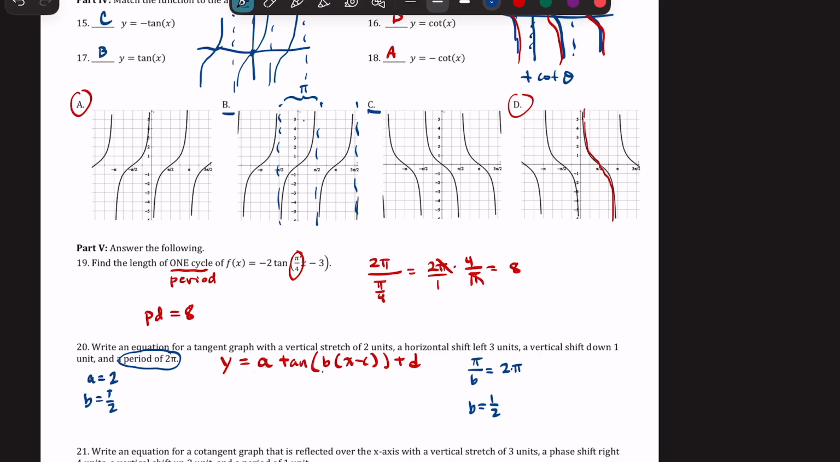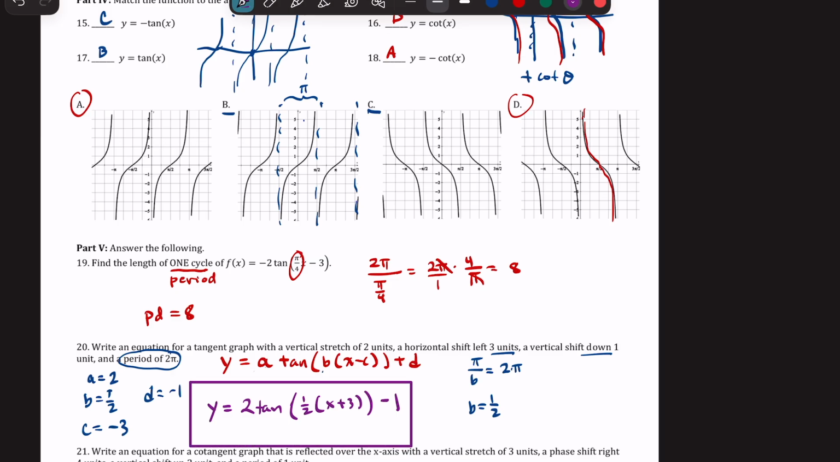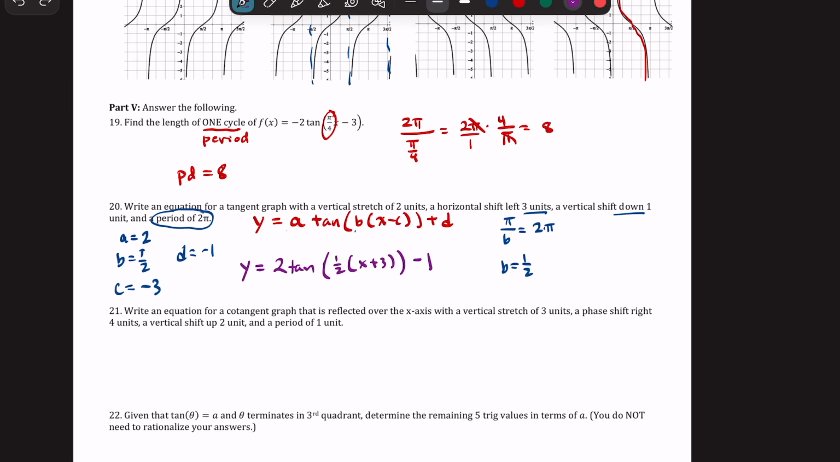And then we have a horizontal shift 3, so it's left 3, so C is going to be -3, and a vertical shift down, so D is -1. So I can go fill in the letters. So that's 2 tangent, and there's no reflection, so don't need to worry about the negative. So then x plus 3 minus 1. That's the equation. Yay, Mr. Otto, so good.